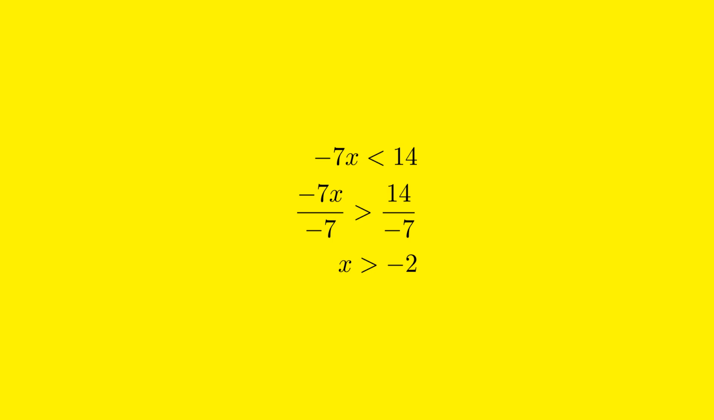Now in interval notation, our solution means x can be any number greater than -2, but not including -2 itself. Therefore, we express the interval as open interval -2 to positive infinity. In summary, we solved the inequality and found that x is greater than -2. In interval notation, we write this as open interval -2 to positive infinity. This completes our solution for the inequality.